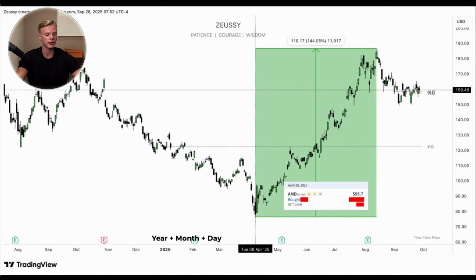times being applied. First of all, I would like to start with an example of a year plus month plus day reversal as it took place on this stock called AMD. This stock AMD had a beautiful price swing towards the upside throughout 2025, its respective bull market.